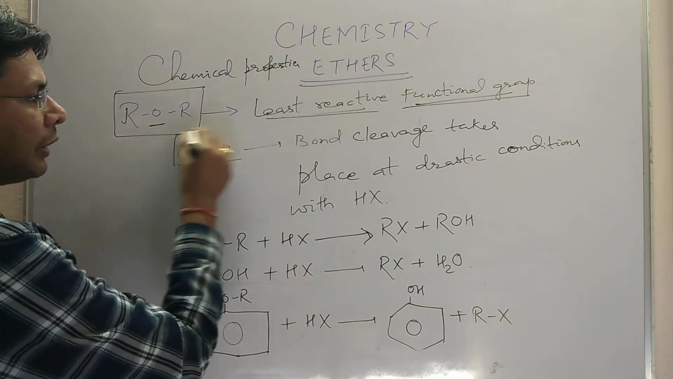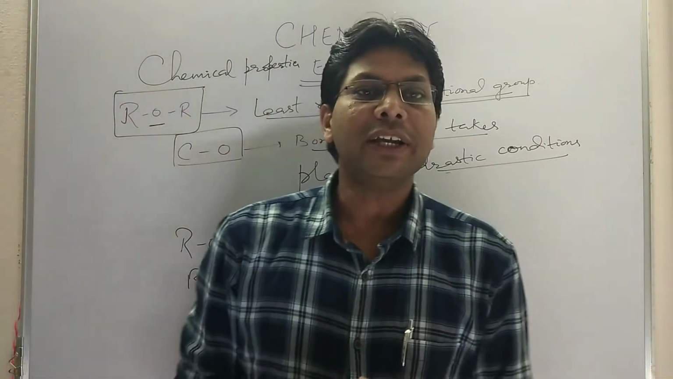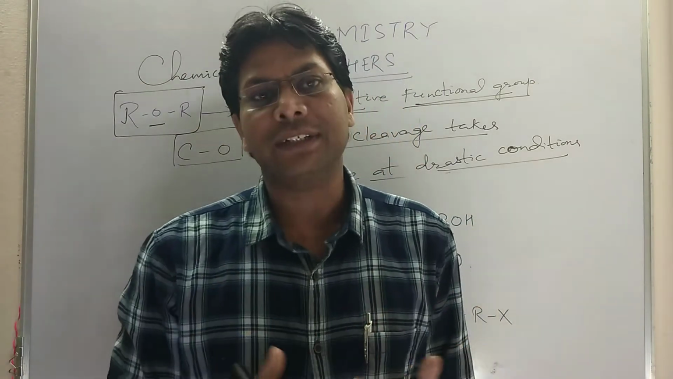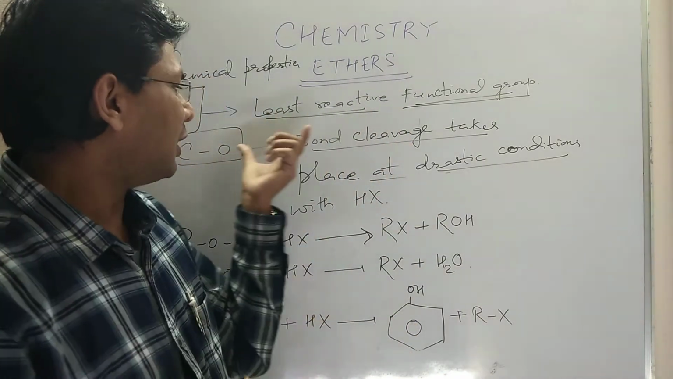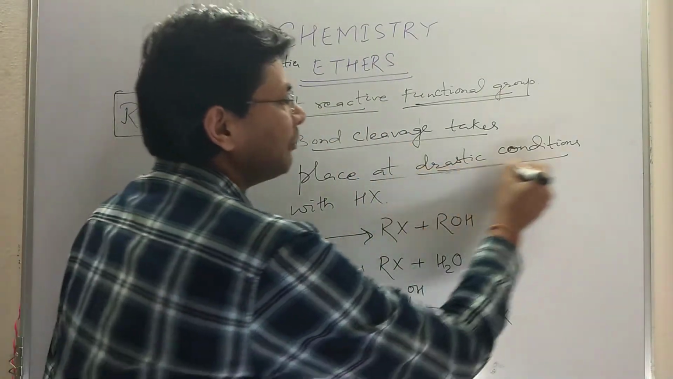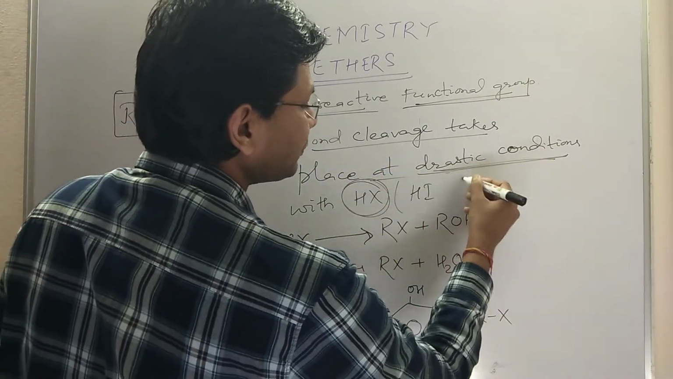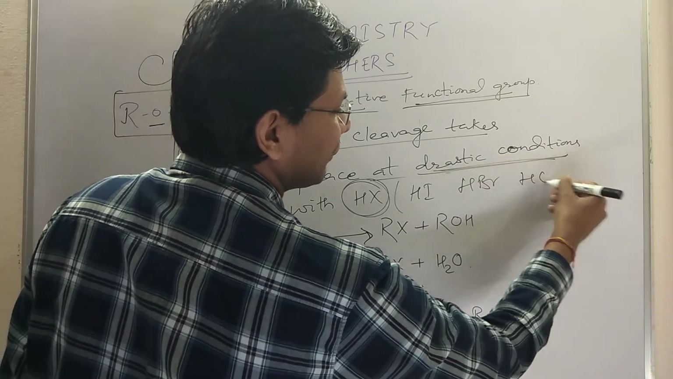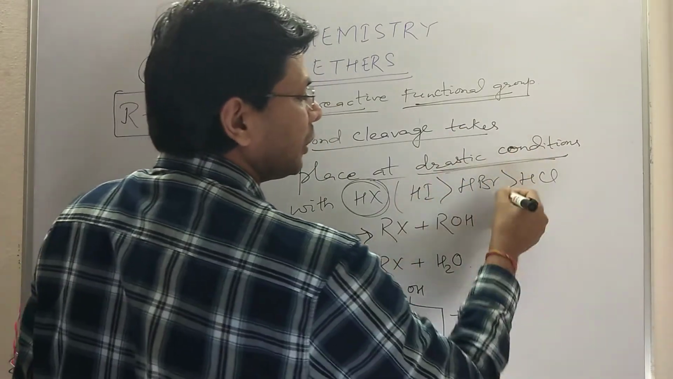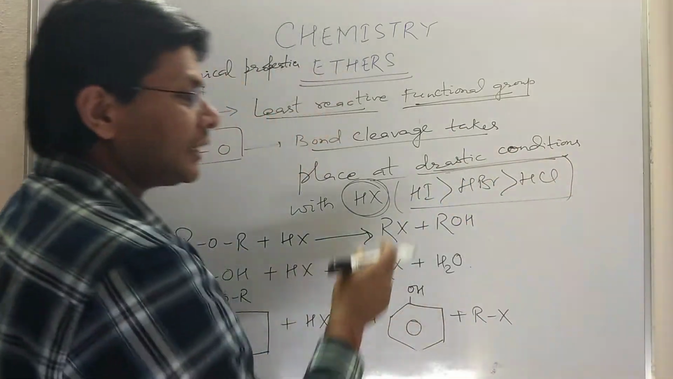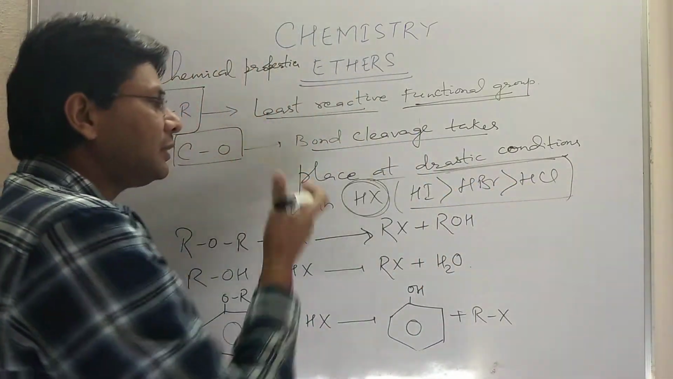They have the C-O bond, and this bond cleavage takes place under drastic conditions. What is the meaning of drastic conditions? Here drastic conditions mean we have to heat and take a concentrated solution. Generally the cleavage of the C-O bond takes place under vigorous or drastic conditions in the presence of HX. Here HX means HI, HBr, HCl. We generally prefer to take hydroiodic acid, hydrobromic acid, hydrochloric acid. In the order of reactivity, HI reacts fastest, then HBr, then HCl. HCl is the least reactive with ethers.